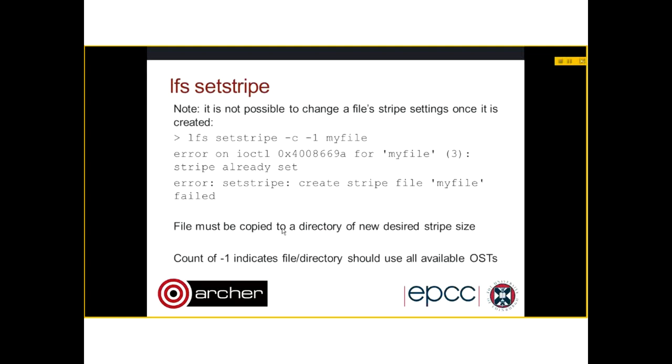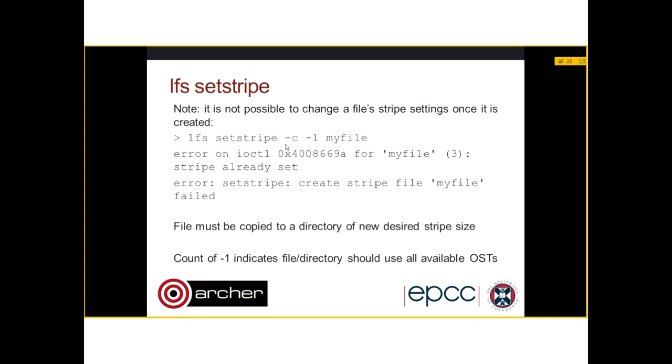The point about striping, though, is that you can't change the file striping once it's been created. So in this case, myfile has already been created, and the attempt has been made to change the stripe count to the maximum, and you get this error. If you want to change the striping, well, there are several ways to do it, but the simplest way is to make a new directory with the desired stripe size, and then copy the file into that directory. Moving it will not make any difference. So if you have a file which has stripe count 4, and you have created a directory with stripe count 1, and you just move your files, they will retain the old stripe size and stripe count.